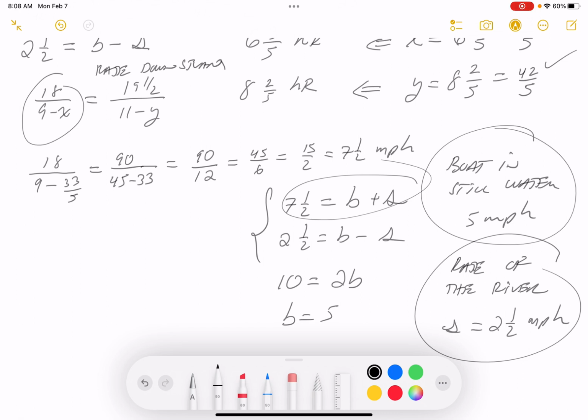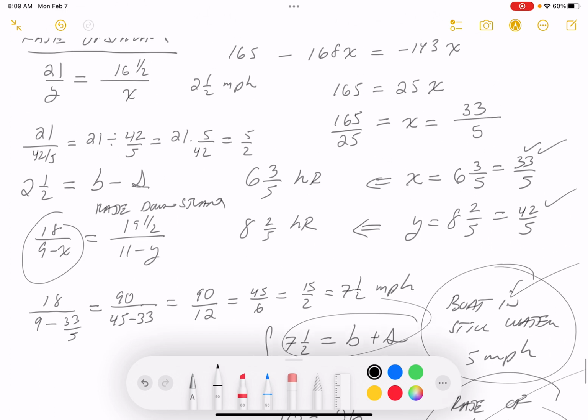Let's look at the key and see how we did. It's really kind of a tough problem. So let's take a look: the rate of the crew in still water is 5 miles per hour. We got that right. And the rate of the stream is 2.5 miles per hour. Again, I consider it a good problem because it really requires steps in thinking through it. It really does require steps.